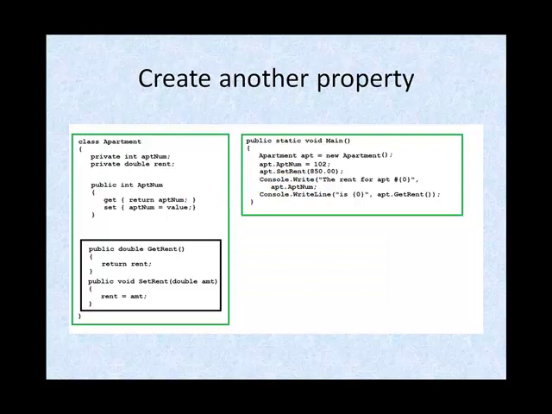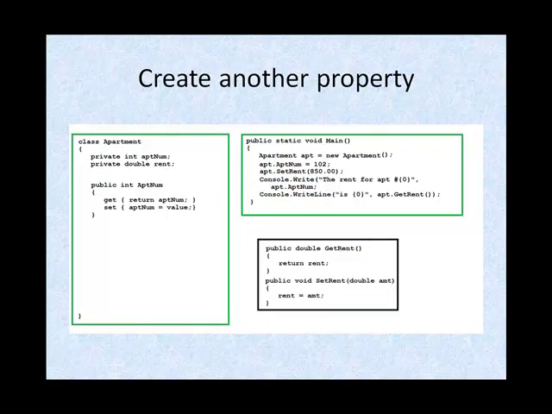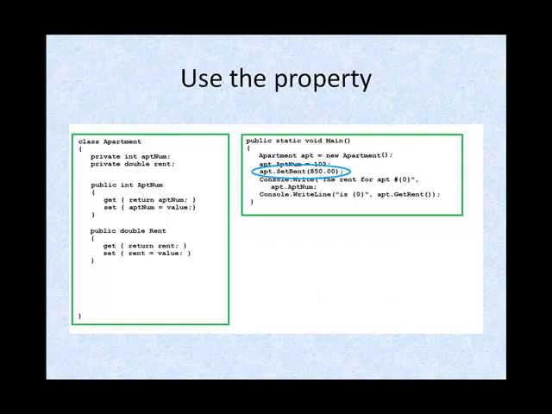We can do the same thing with Get and Set Rent. We can remove them from the class and create a property for rent. Instead of the SetRent method, we can now just assign a value to Rent, and instead of the GetRent method, we can now just output the property Rent.